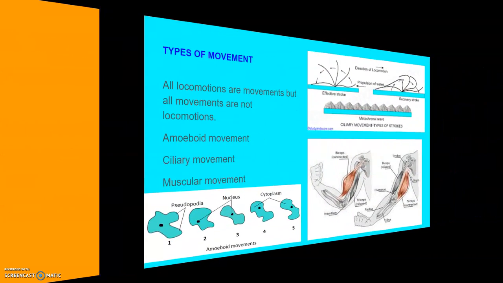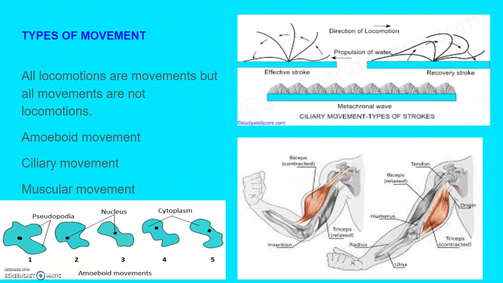Let's start with the first topic, that is types of movements. Cells in the human body exhibit three types of movements: amoeboid, ciliary, and muscular movements. So in some specialized cells in our body, like the macrophages or leukocytes in the blood, they show the amoeboid movements. We already know how the amoeba moves through the pseudopodia, captures the food and performs its functions. So similar types of movements are there in the macrophages and leukocytes of the blood, and they are affected by the pseudopodia.